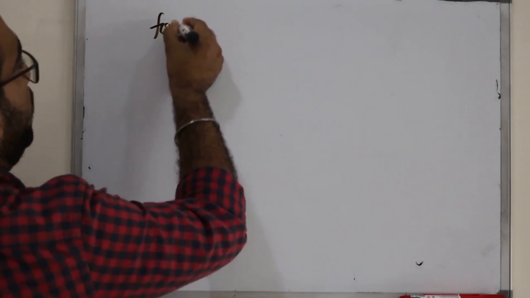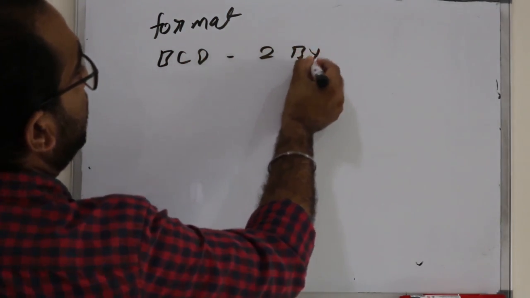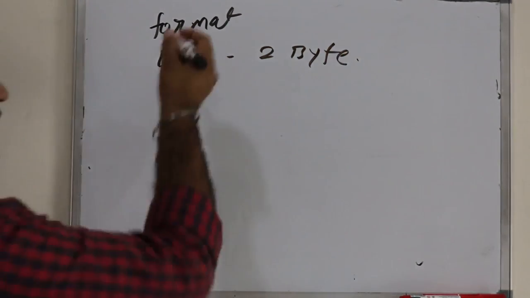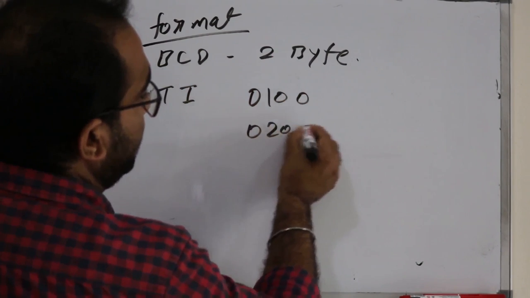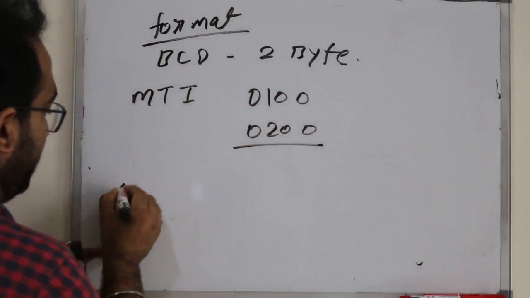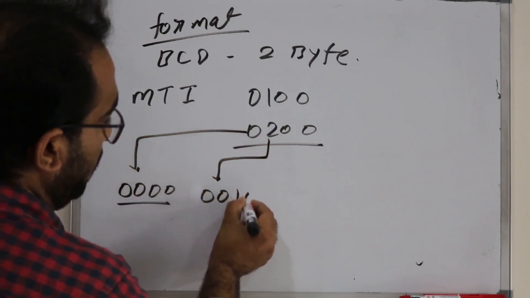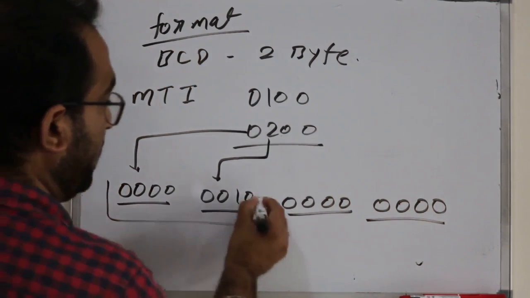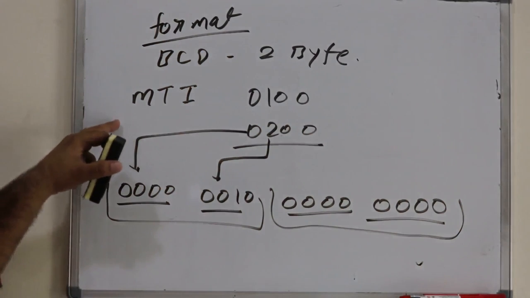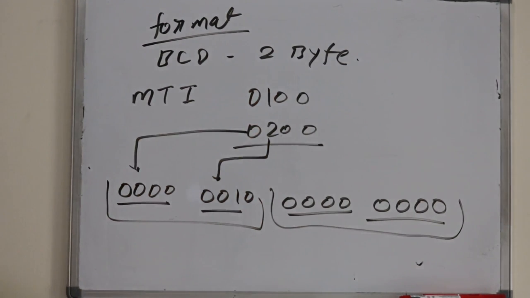I will briefly tell you the format of data element 0, which is the MTI. It's a fixed length BCD 2-byte number. There are 4 digits in the MTI. For example, 0100 or 0200. If you convert any of these into binary, what will you write? For 0, 0000, for 2, 0010, then again 0000. So this is the first byte and this is the second byte. This is the format of the message type indicator. It has 2 bytes of data, the first byte and the second byte. So this is a fixed length field.